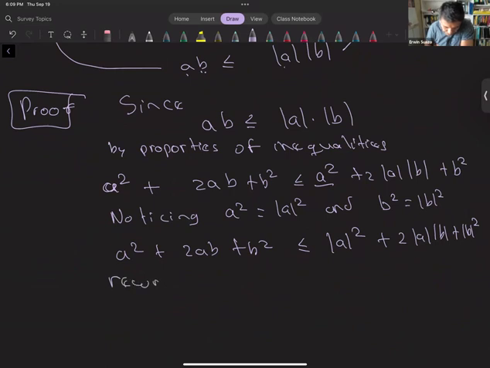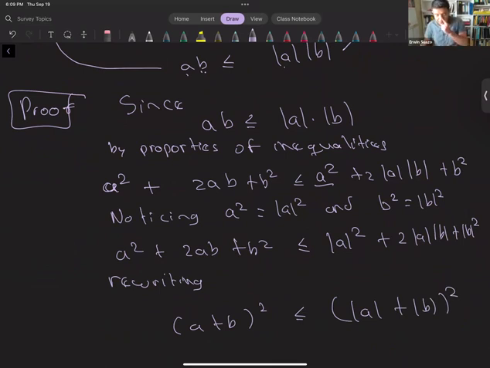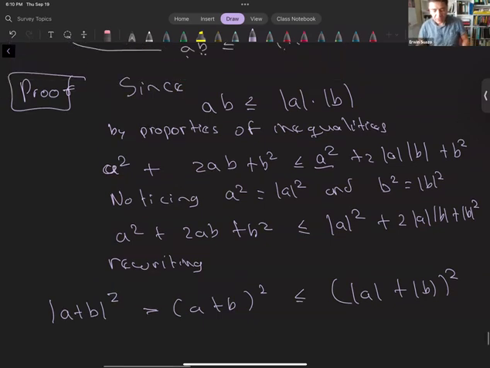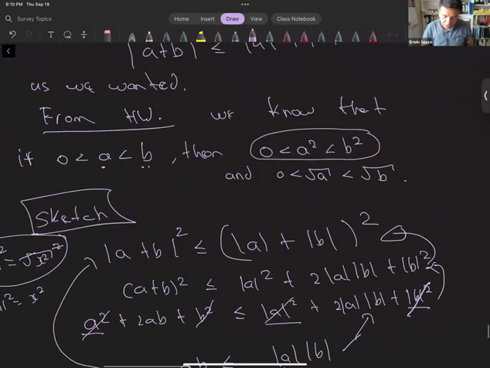So now, rewriting or simplifying, we're going to say absolute value of A plus B, squared, is less or equal than absolute value of A plus absolute value of B, squared. But we already saw this is the same thing as A plus B squared. And now taking the square root, I use the other proposition, you see?